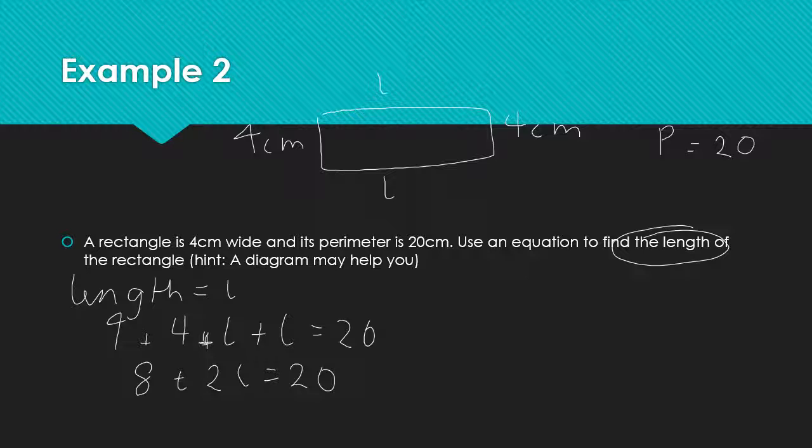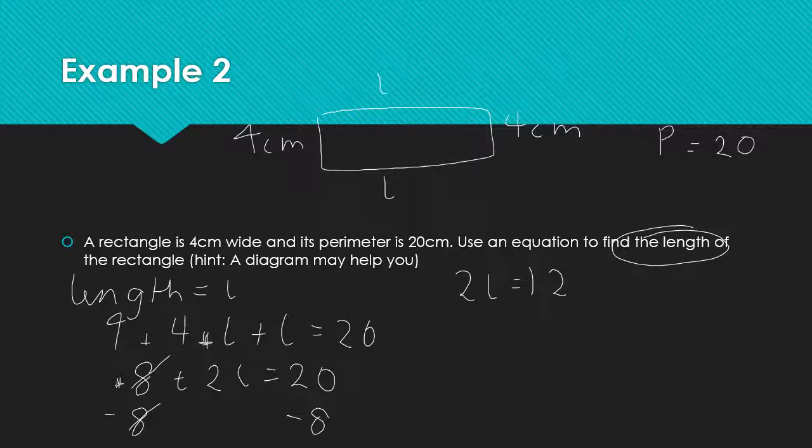So what's furthest away from the L on the left-hand side? Well, I say that it's 8. And it's a positive 8 here, really. In front of this 8 is really a positive 8. So the opposite of plusing this 8 is subtracting. So let's subtract 8 from both sides. They'll cancel. And I'll get 2L equals, or 20 minus 8 is 12.